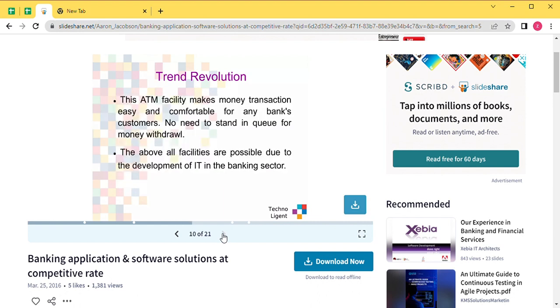Trend revelation. This advanced facility makes money transactions easy and comfortable for any bank's customers. No need to stand in a queue for money withdrawal. So all the above facilities are responsible due to the development of IT in the banking sector.